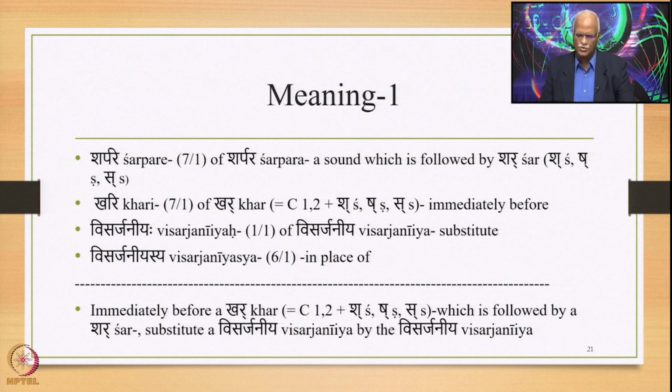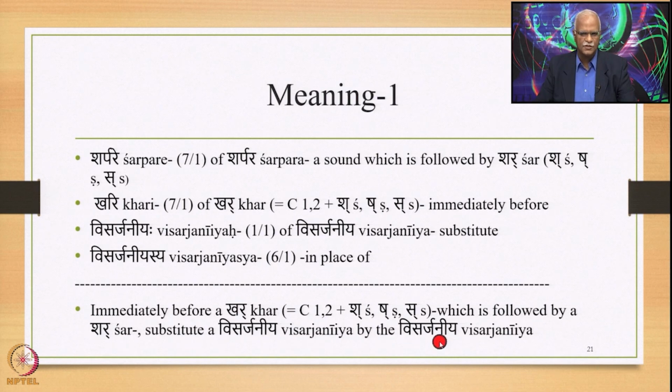Visarjaniyaha is the word mentioned in the sutra, which is in 1/1, which indicates the substitute. The word Visarjaniyasya continues, and it means in place of. So the meaning of the sutra is the following. Immediately before Khar, which is followed by a Shar, substitute a Visarjaniya by the Visarjaniya. So I repeat, immediately before a khar, and khar is class consonants 1 and 2 plus sh, s, which is followed by a shar, that is sh, and s, substitute a Visarjaniya by the Visarjaniya.